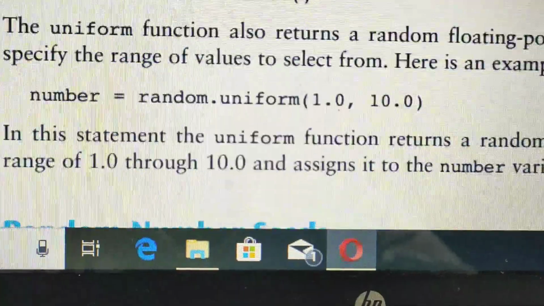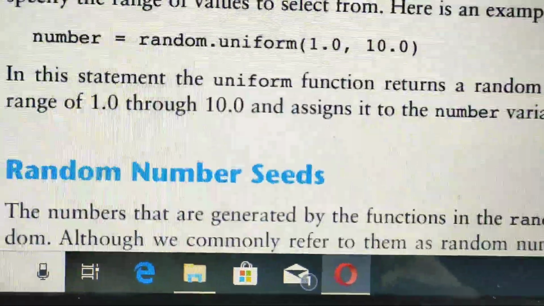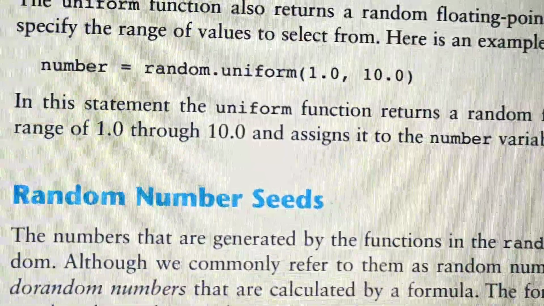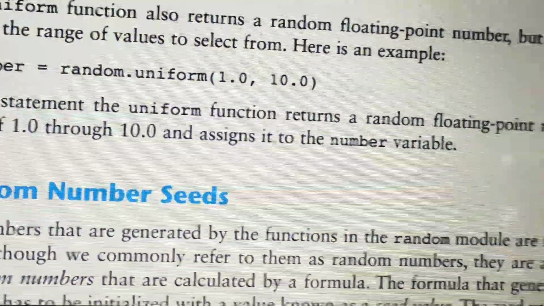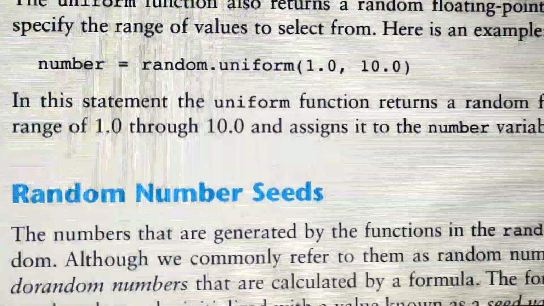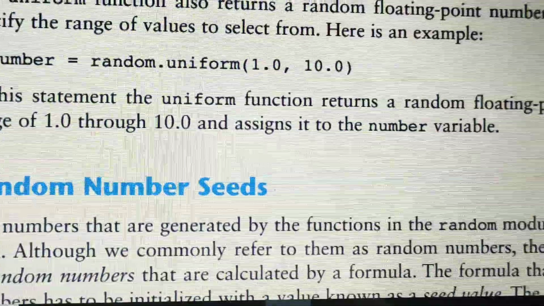That is when uniform is used. random.uniform function returns a random floating number in the range of 1.0 through 10.0 and assigns it to a variable.